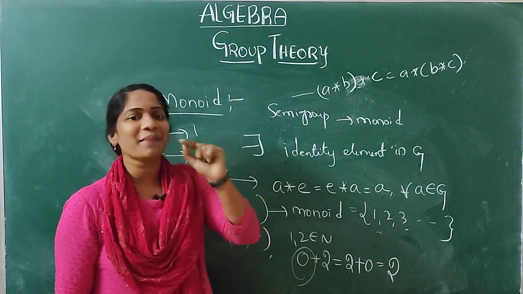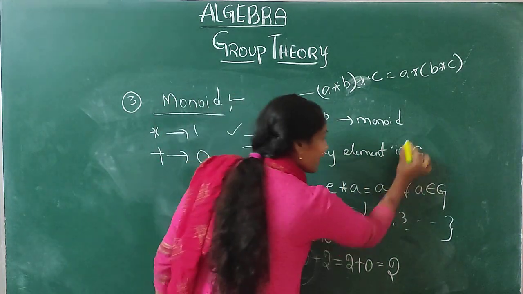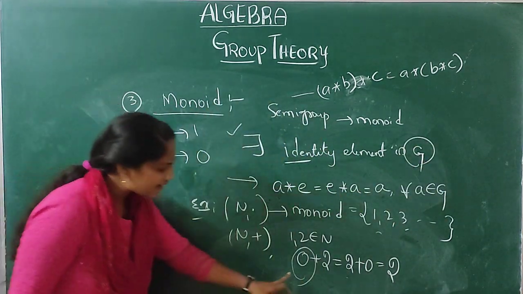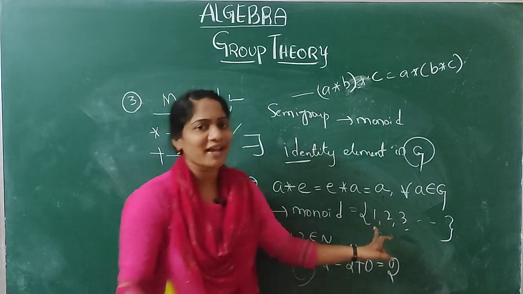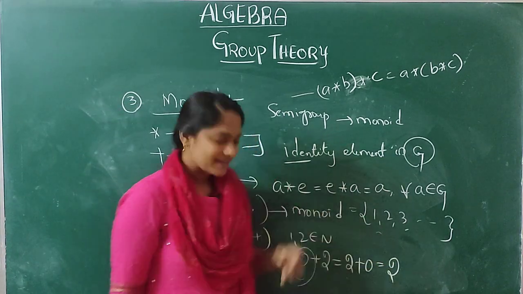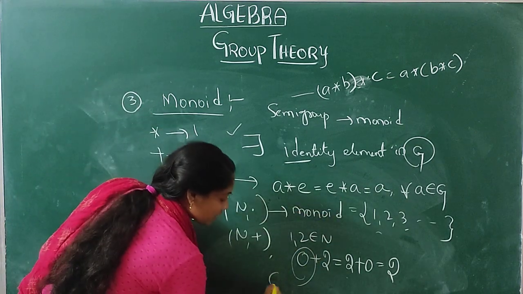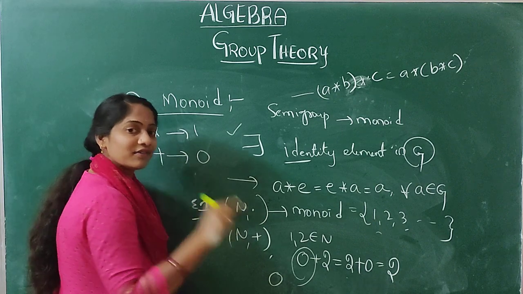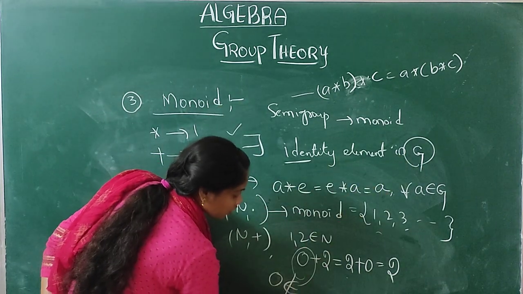But what is the main point here? The identity element should exist in G. Yes, the identity element exists with respect to plus. Whether it belongs to N or not, that is the main point. See, whether 0 belongs to N? No, the identity element does not exist in the non-empty set. So 0 does not belong to N.